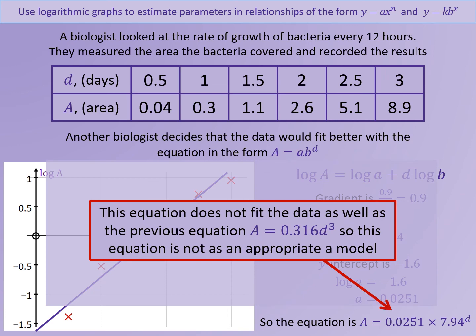But I find, as we've already discussed, that this is not as appropriate a model as the previous example. You can see that from the fact that I had to draw a line of best fit through the crosses rather than the line actually going through the crosses in almost a perfect straight line like we had in the first example. So although this will give me an estimate for the value of A based on a value of D, it's not going to be as good a model as the previous example.